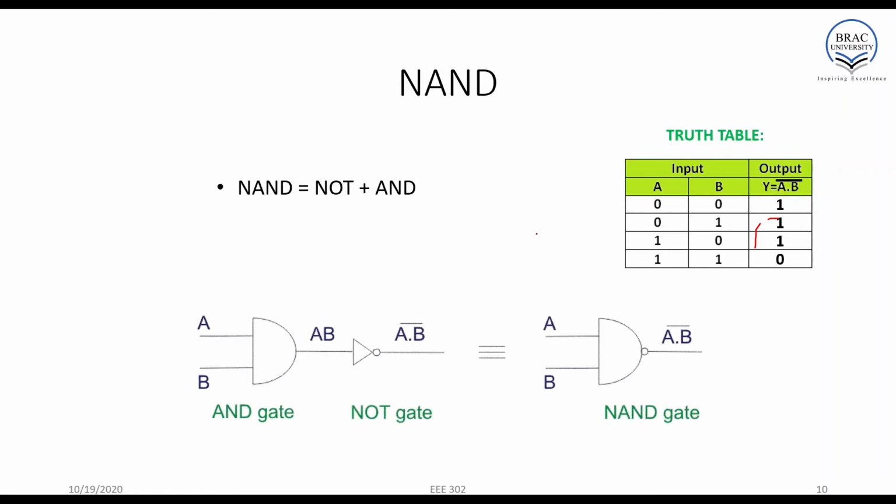A and B, whole bar, like this, and this is the symbol. You can see this is an AND gate, then we put an inverter over here, that's the NOT gate, and it became a NAND gate. That's why we have a circle at the output of the AND gate in a NAND gate symbol.